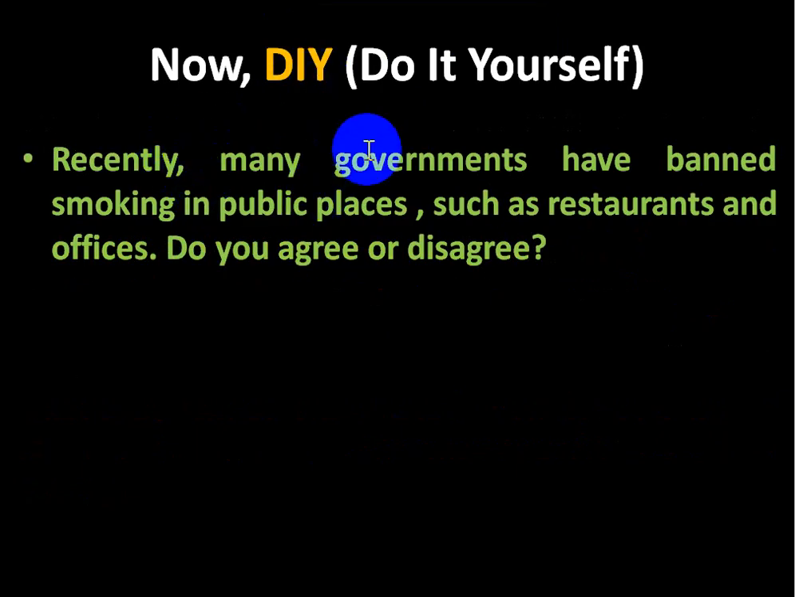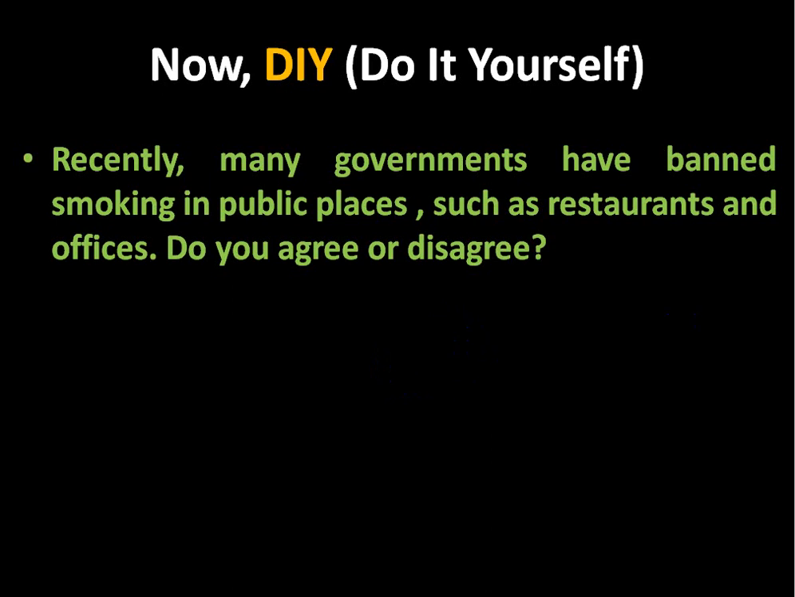Recently many governments have banned smoking in public places or areas such as restaurants and offices. Do you agree or disagree? I want you to do the same thing by dividing your paper into 3 parts. In the introduction, you have to write 3 general sentences, or 2, and the third one should be your opinion, whether you are with or against. And then in the body you have to give reasons for your approval, agreement or disagreement. If you disagree, you have to give reasons. If you agree, you have to give reasons. And the third one is the conclusion. You have to conclude whether smoking should be banned or not.